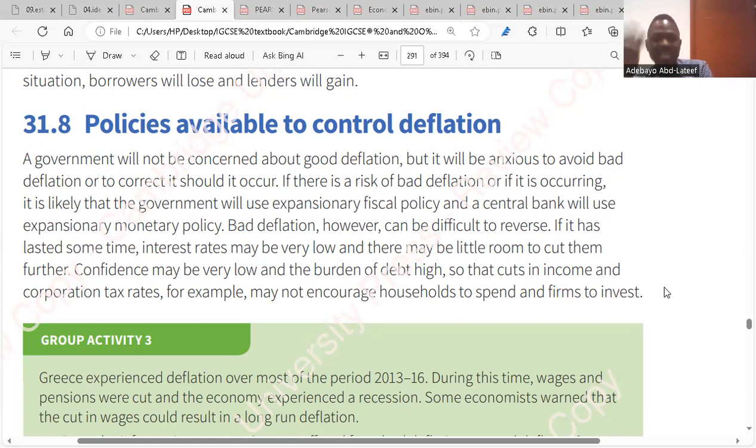If it has lasted some time, interest rates may be very low, and there may be little room to cut them further. Confidence may be very low, and the burden of debt high, so that cuts in income and corporate tax rates, for example, may not encourage households to spend and firms to invest. So government can use expansionary fiscal policy or expansionary monetary policy to reduce bad deflation. Do you get it?